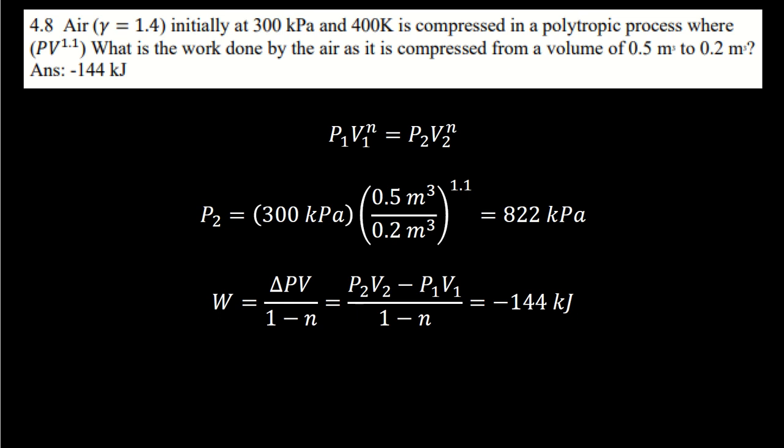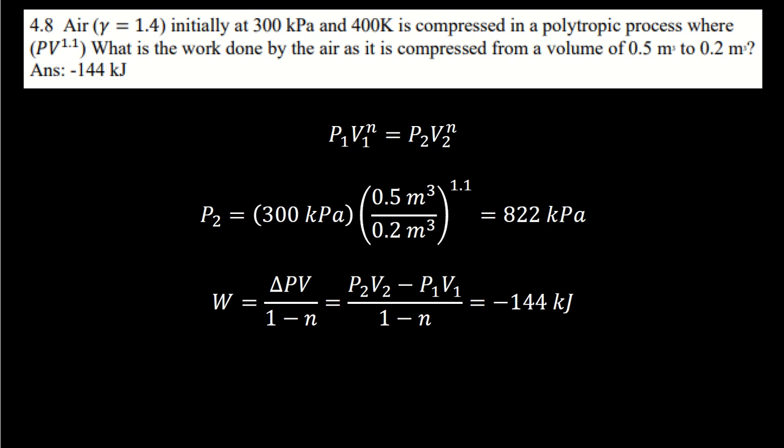4.8, air initially at 300 kilopascals and 400 Kelvin is compressed in a polytropic process where PV^1.1 is a constant. What is the work done by the air as it is compressed from a volume of 0.5 to 0.2 cubic meters? Well, just like before, we need to know our final pressure, which isn't directly given. So determining it through calculation, mathematically, that comes out to 822 kilopascals.